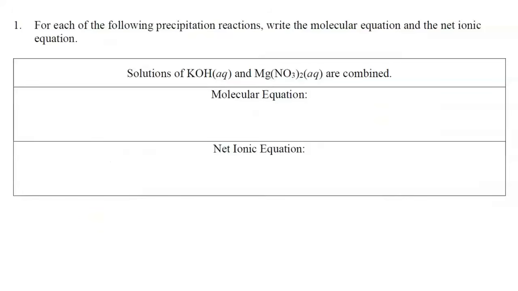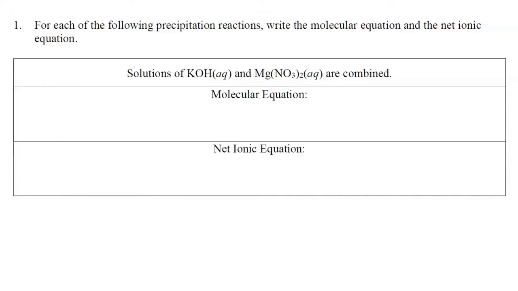All right, let's take a look at number 1. For each of the following precipitation reactions, write the molecular equation and the net ionic equation. So for each of these precipitation reactions, we are given the chemical formulas for the reactants, but we have to write the chemical formulas for the products. And then we have to decide which of the products is the precipitate, and then if necessary, we have to balance the equation.